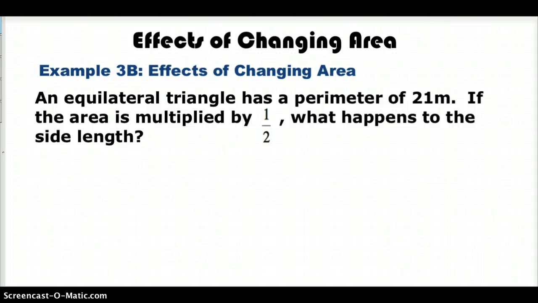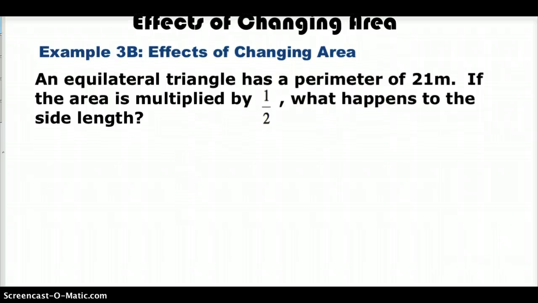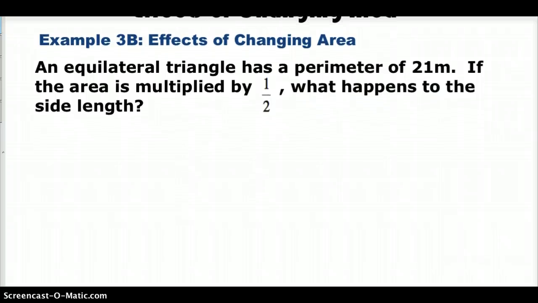Let's look at one more example here that's a little bit more challenging. This one says that we have an equilateral triangle that has a perimeter of 21 meters. It says, if the area is multiplied by 1/2, what happens to its side length?